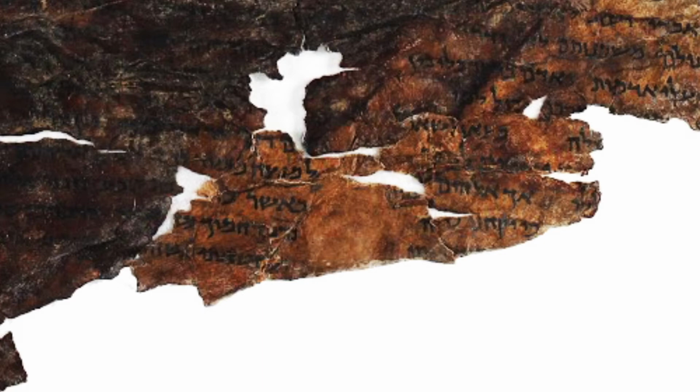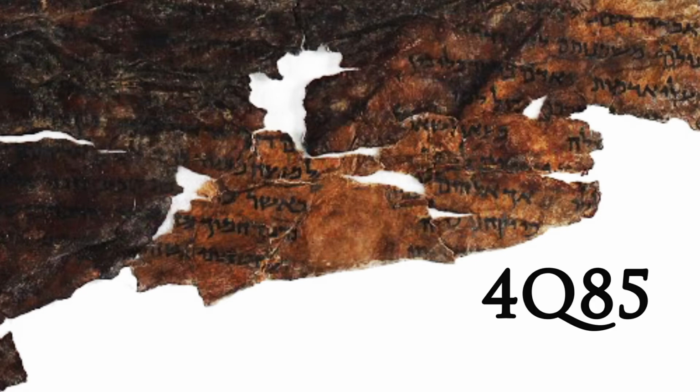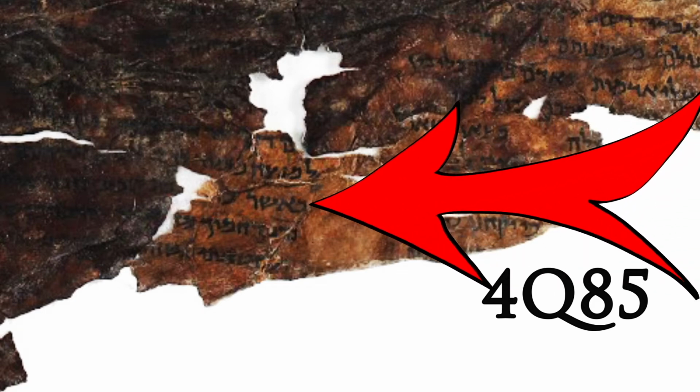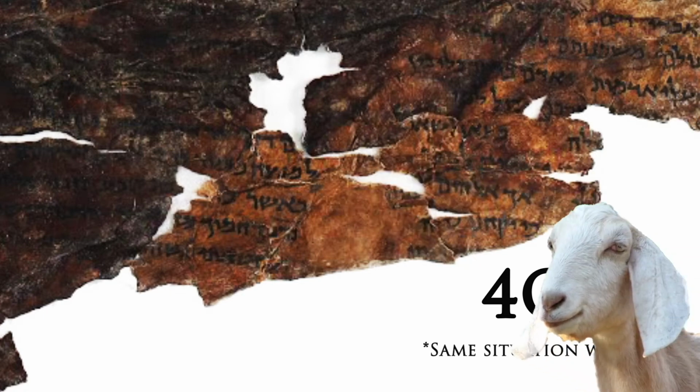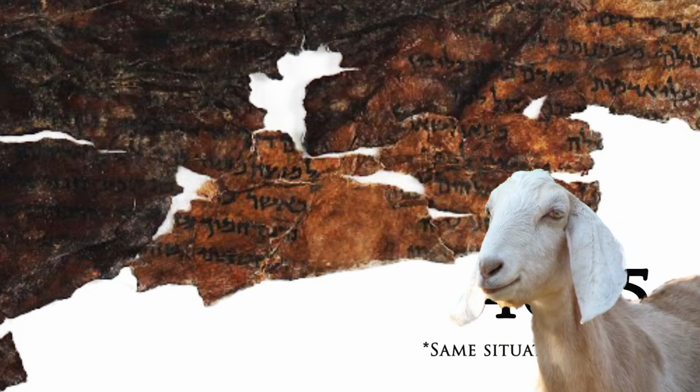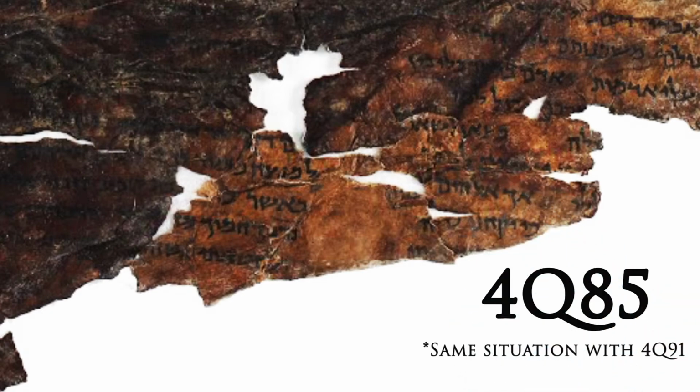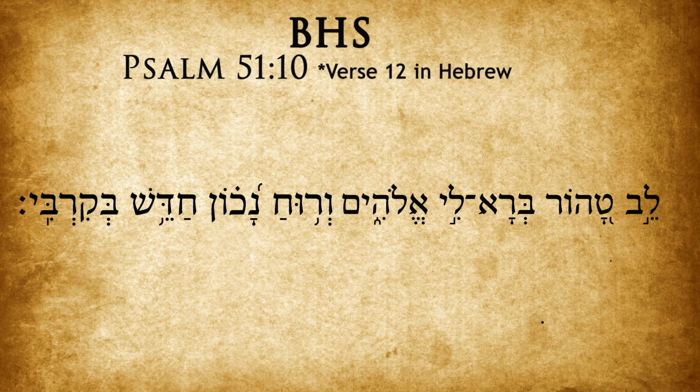But there's a problem. This is a picture of the scroll 4Q85, which is a copy of the Psalms. And if you look right there, that text is actually the first several verses of Psalm 51. But as you notice, the rest of it is missing. It's broken. Maybe somebody's goat ate it or something. I don't know. But the verse we're looking at is missing. So this is why we're looking at the BHS.